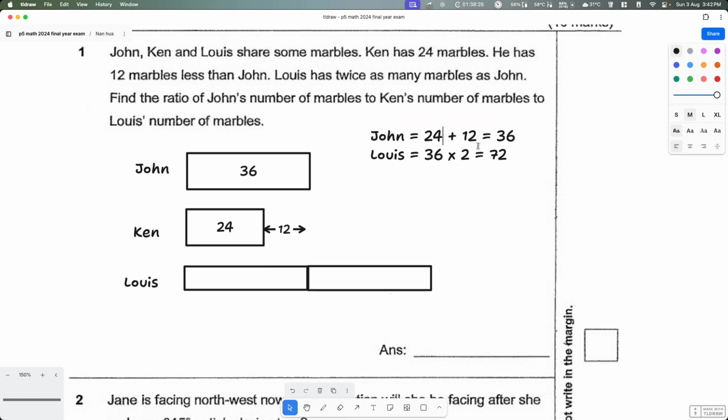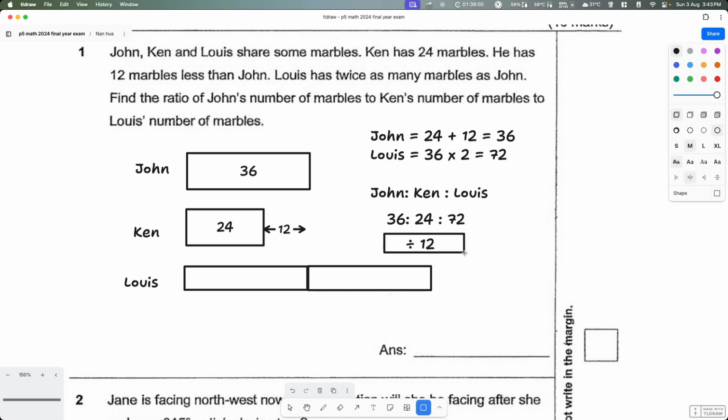I'm going to put it here. We want to find the ratio, so we have the ratio of John to Ken to Louis. John is 36, Ken is 24, and Louis is 72. In this case, what is the common factor between 36, 24, and 72? If you guessed it, we can divide each of them by 12. So I'm going to put a rectangle and divide everything by 12.